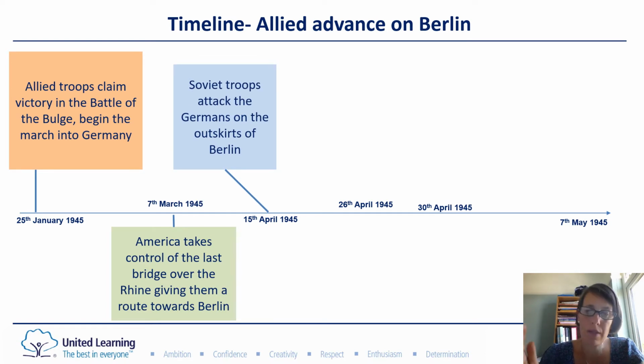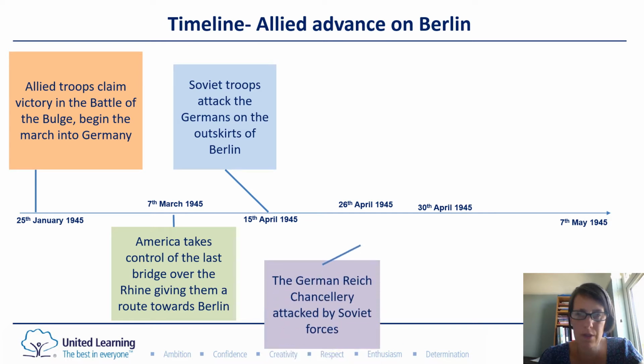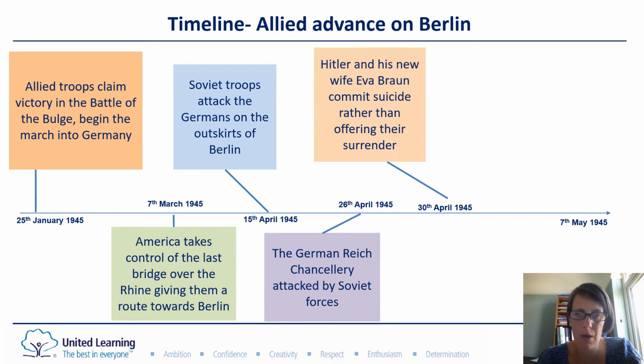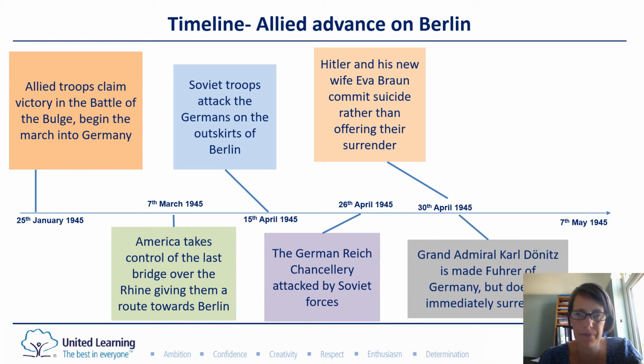But what's happening on the other side, on the east of Berlin, is that the Soviets are coming. And so we'll look at this on the 15th of April. The Soviets actually get closer to Berlin first. And by the 26th of April, they are actually attacking that German building, the Reich Chancellery, the main German building in Berlin. On the 30th of April, this is kind of a spoiler, Hitler and his new wife commit suicide. So they refuse to surrender. They would rather die than surrender.